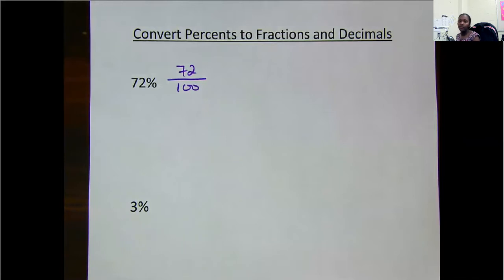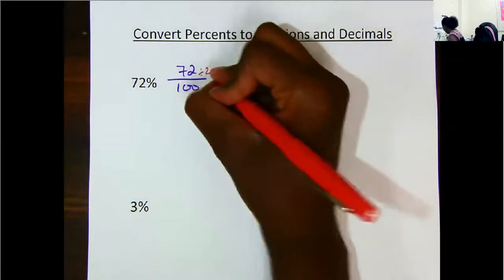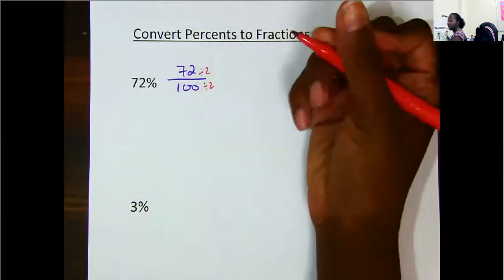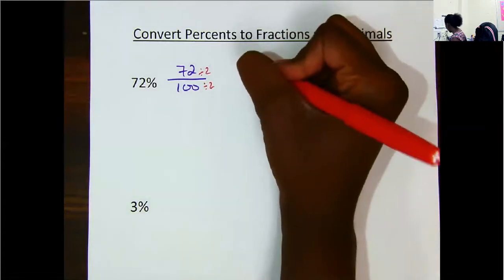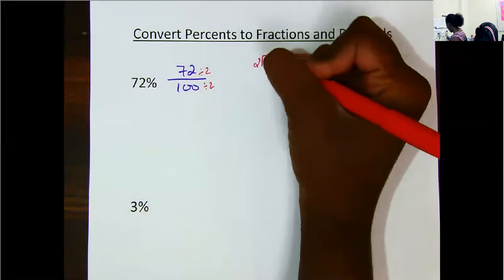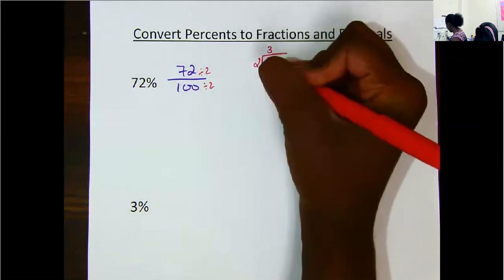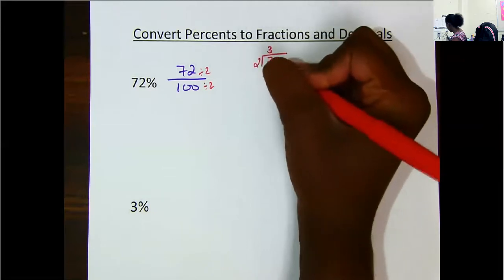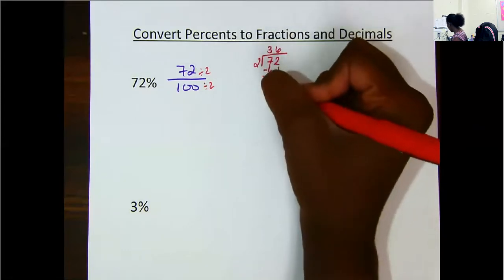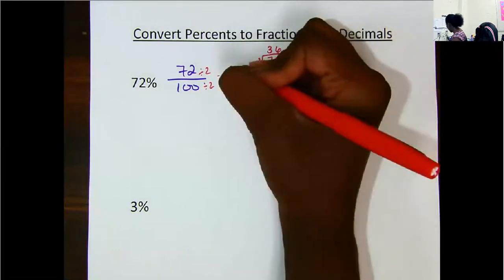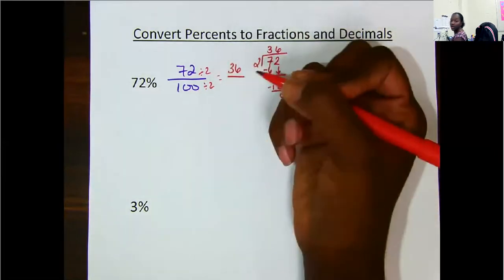72 is an even number. 100 is an even number as well. So I know that I can divide by 2. Divide by 2, divide by 2. I don't know what 72 divided by 2 is, so I'm going to do some scratch work. 2 times 3 will give me 6. 2 times 6 will give me 12. So 36 on top. Half of 100 is 50.